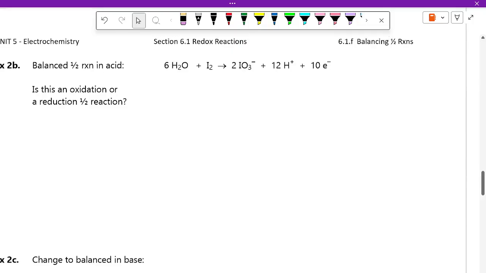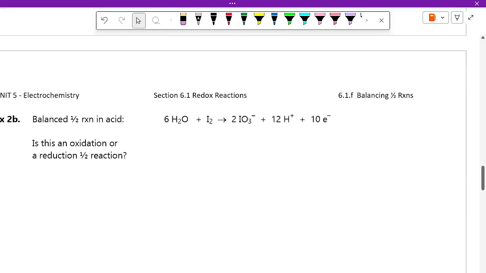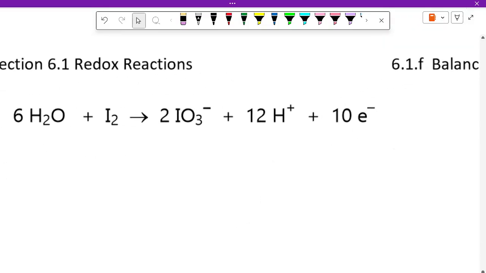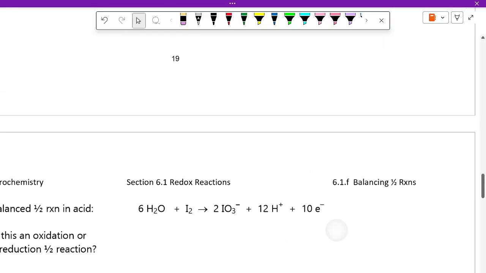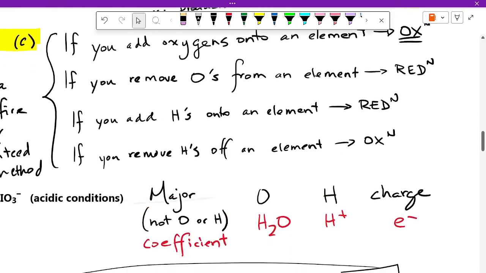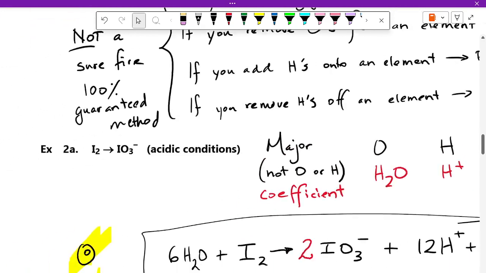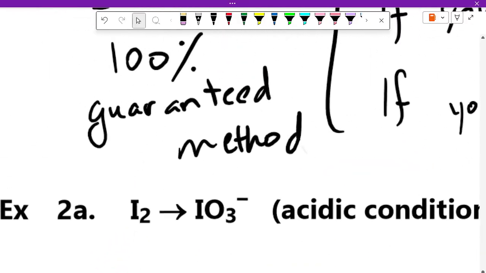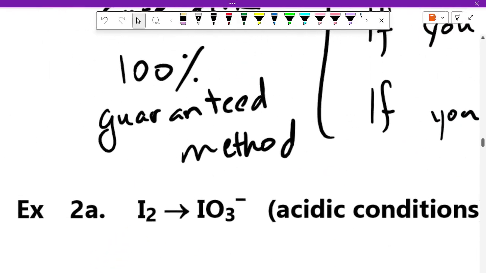Is this an oxidation or a reduction half reaction? Now, before we do that, let's just look at our unbalanced reaction for a moment. There's our unbalanced reaction. Could you tell me what you would instinctively say this is using our little rule that we learned this morning? This is oxidation, right? We threw some oxygens on it. We oxidized it. So let's check and see if that is true.